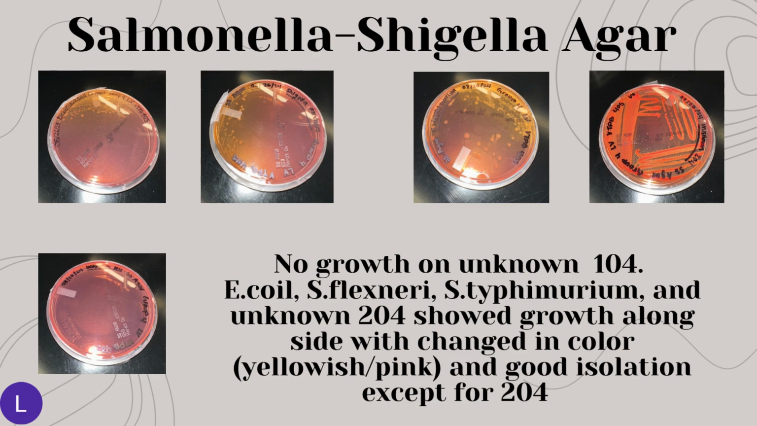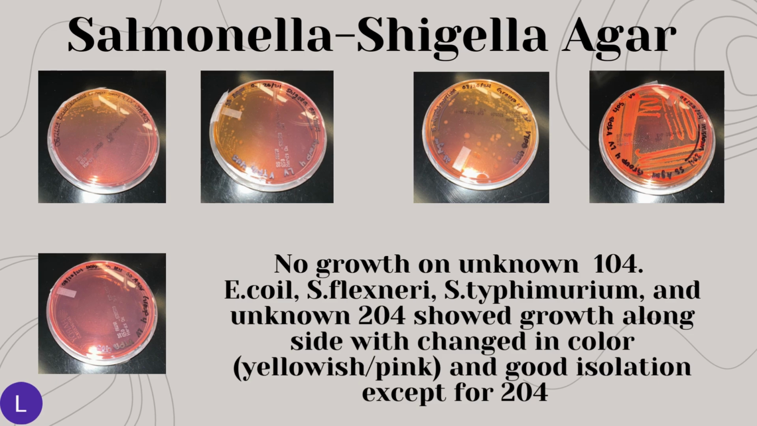Also, on the top left, we can see E. coli, which has a lot of growth on the top part of it and some isolation of the colonies. Right next to it, we have S. flexneri, which also had similar growth to E. coli. Also, small colonies, slightly changing color.